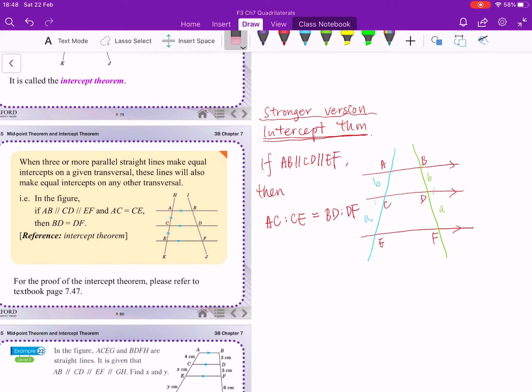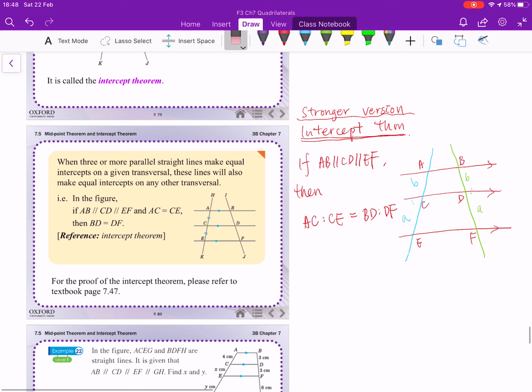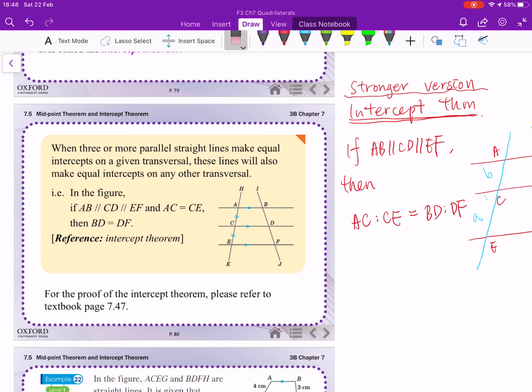Like this, a stronger version. So go back to the weaker version in your book. Actually, your book specializes the ratio to 1 to 1 only. So you can see that this time we have some parallel lines and two transversals. If for the first transversal the ratio is 1 to 1, meaning they are equal length, then the ratio in the other transversal should also be 1 to 1, meaning this one equals this one also.